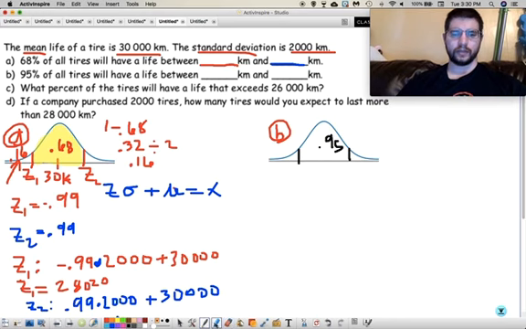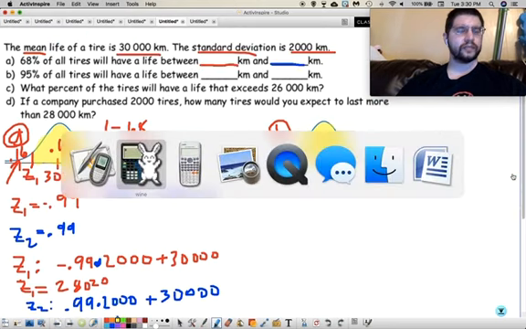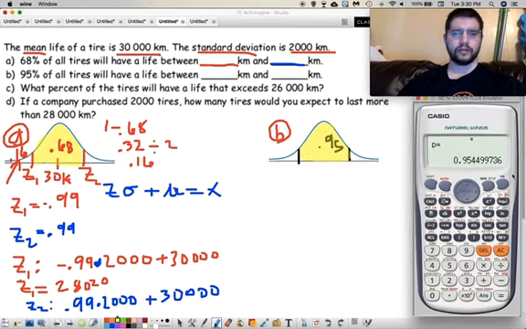The same idea on this one. I didn't show the calculator, did I? So before I move on to this, let's look at the calculator for part A. We're looking for a score instead of probability, so we're going to use an inverse model. It's 0.68.